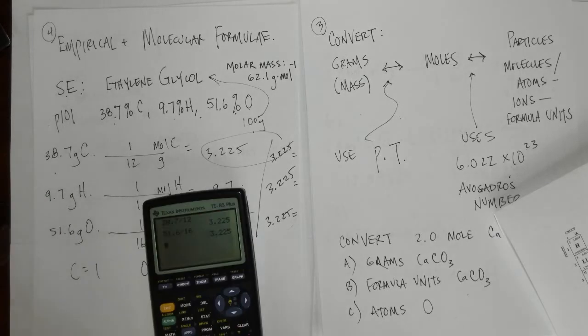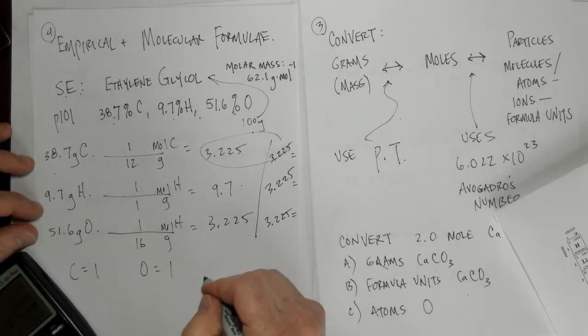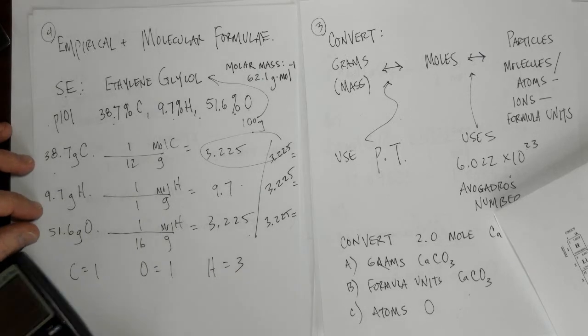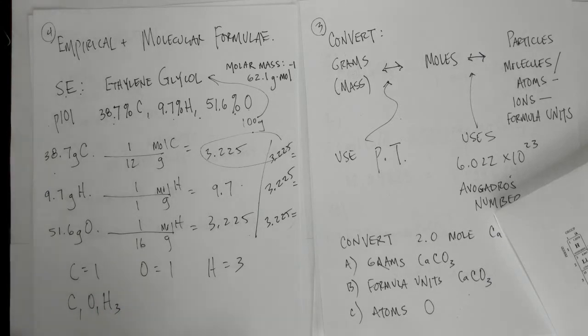9.7 divided by 3.225, though. Whoops, 9.7 divided by 3.225 is going to end up being pretty close to 3. And lots of times you get some big long decimal here, but it's pretty close to a round number. And so we're given that we have 3 hydrogens in this. And so our empirical formula is C1O1H3. Doesn't matter what order you write them in.